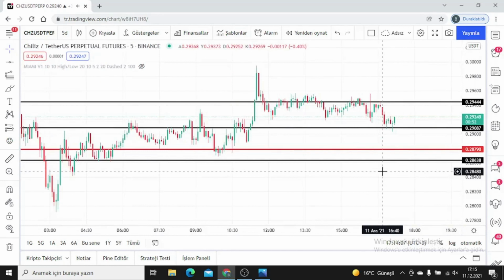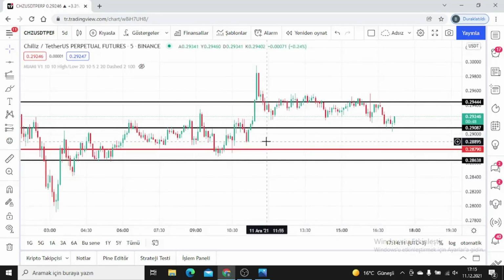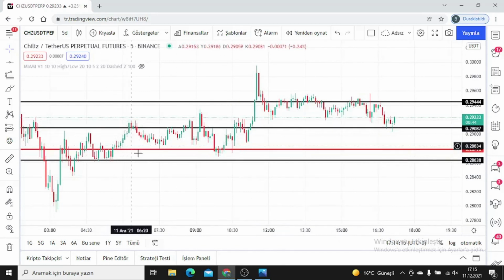Because what you do this time, on the contrary, is enter support purchases above. So you enter support buys at resistances. You can use it both ways. Now I open a 5-minute chart of the same graph.